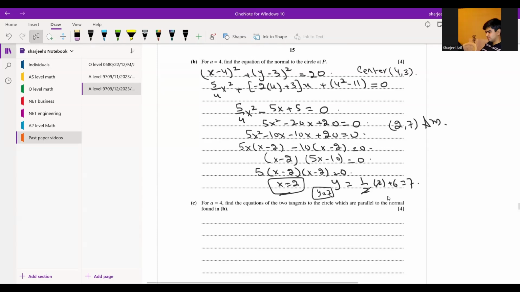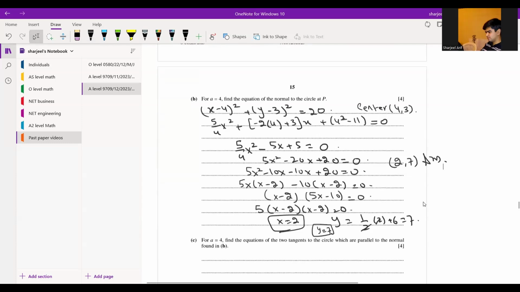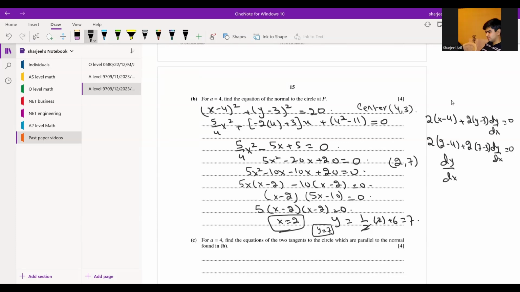So now we can find the equation of the normal by using these coordinates. Take the derivative, you will get 2(x - 4) + 2(y - 3) dy/dx = 0. Substitute the values of x and y here. So it will be 2 minus 4, 2 into 7 minus 3 equal to 0. This will give dy/dx equals 4 by 8.